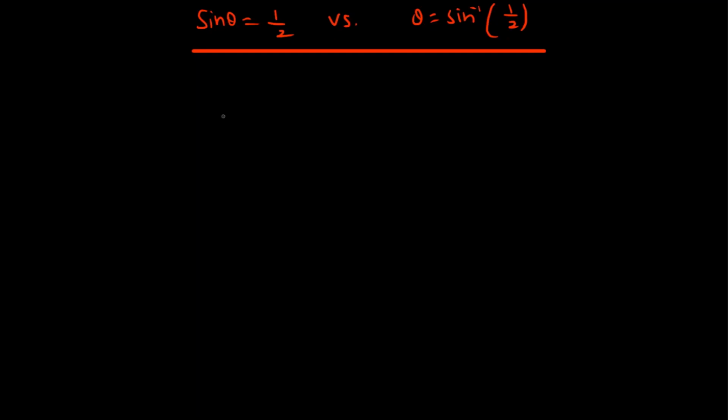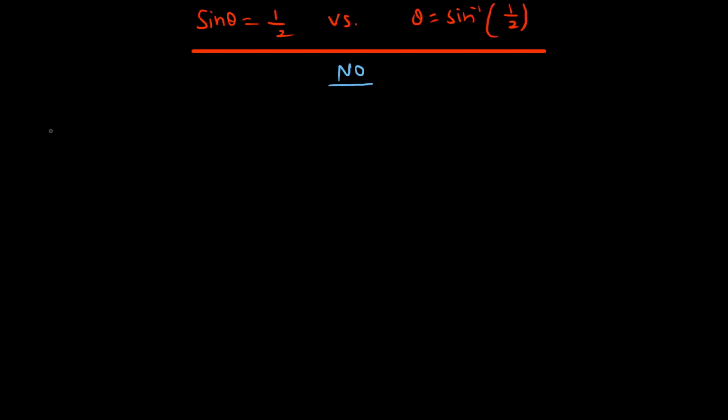So let's talk. This is actually conceptually very interesting. That is, sine theta equal to 1 over 2 versus theta is equal to sine inverse 1 over 2. Are they one and the same thing? So the short answer is no, they are not the same thing. And why are they not the same?